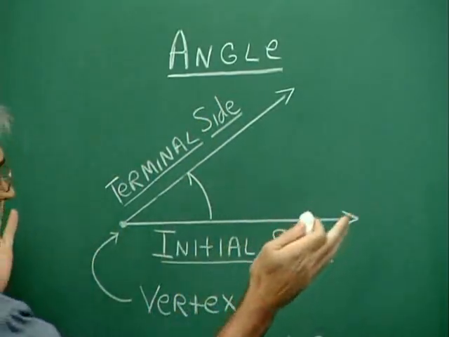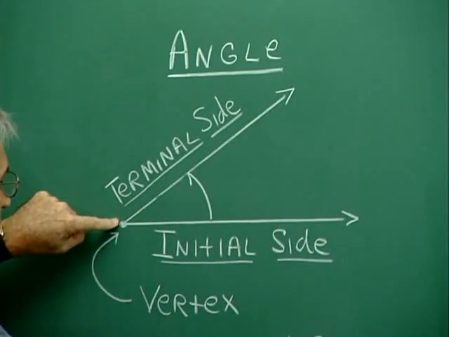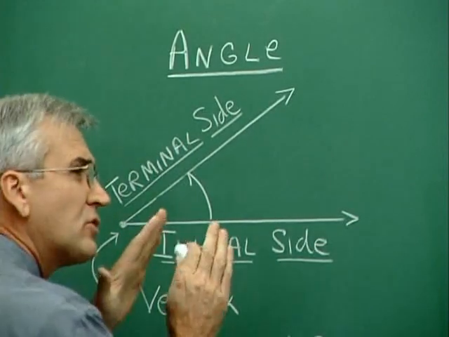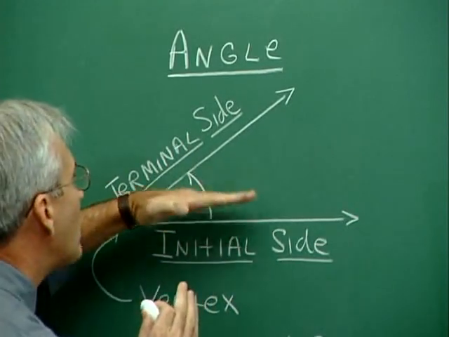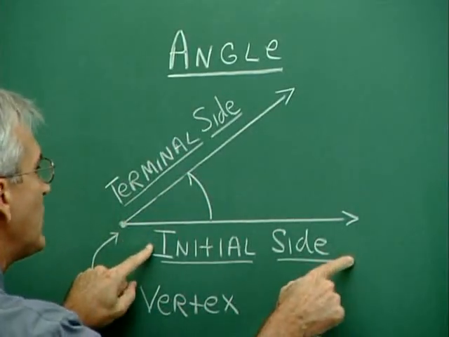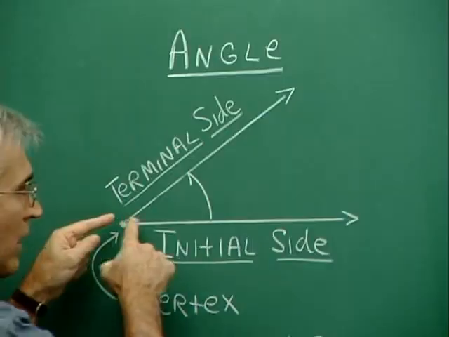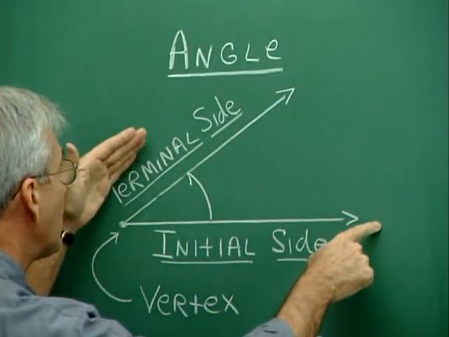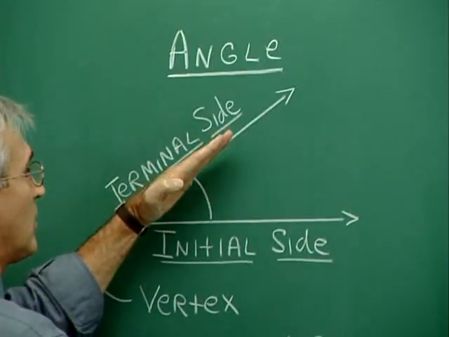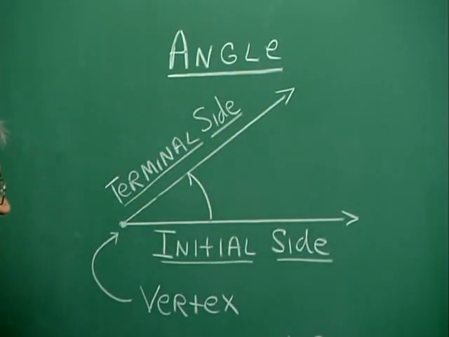Okay, the rays are just like half lines, and they have a common endpoint here. That common endpoint is called the vertex of the angle. And in generating this opening between the two rays, we can think of an initial side and a terminal side. The initial side being a ray which is fixed, and a terminal side being one which kind of moves and rotates to a particular point and then stops.